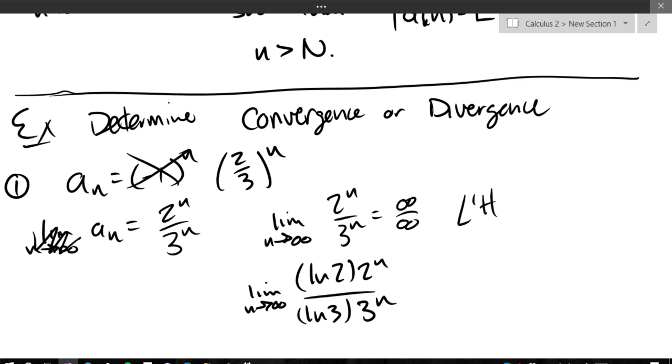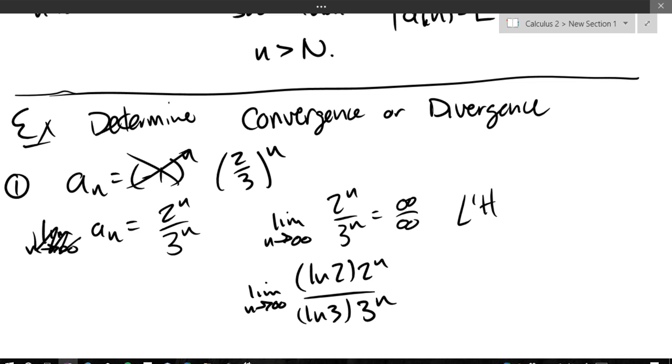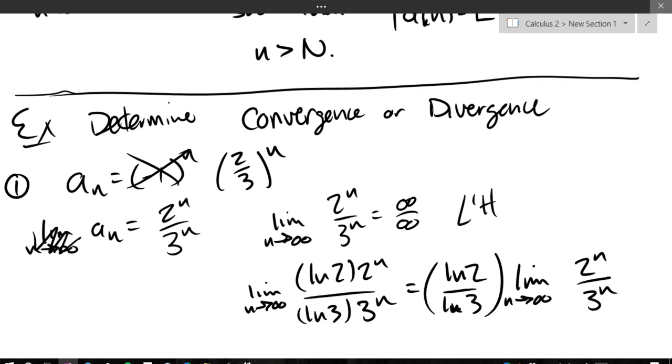So how useful is L'Hopital's rule? I did, but I pretty much am where I started. Derivative of 2 to the n is 2 to the n times ln 2. Derivative of 3 to the n, 3 to the n times ln 3. So it didn't really change the problem very much. ln 2 over ln 3 is constant, it's a number. So I can pass that through the limit. And I'm pretty much right where I started. L'Hopital's rule, not so useful.